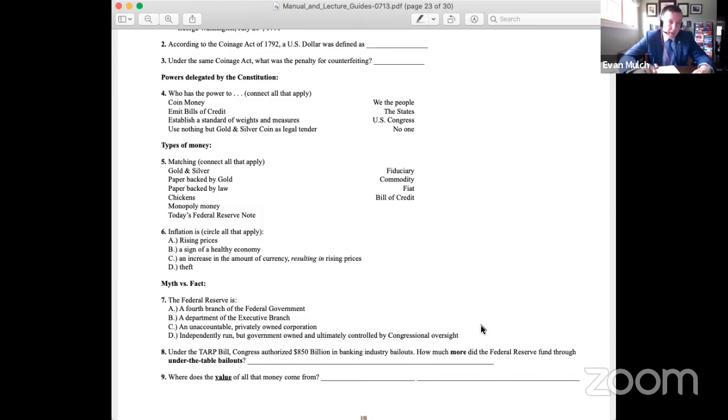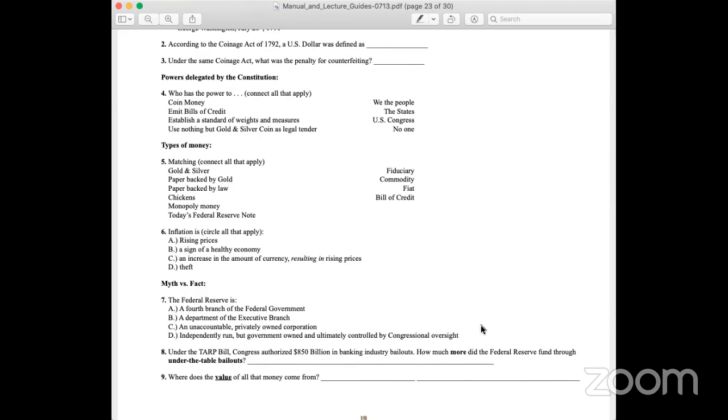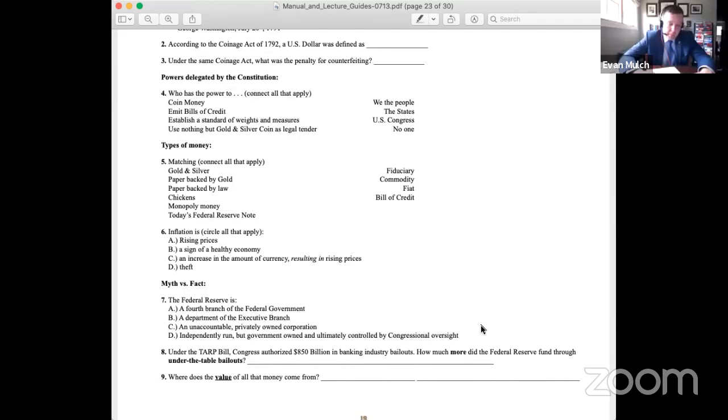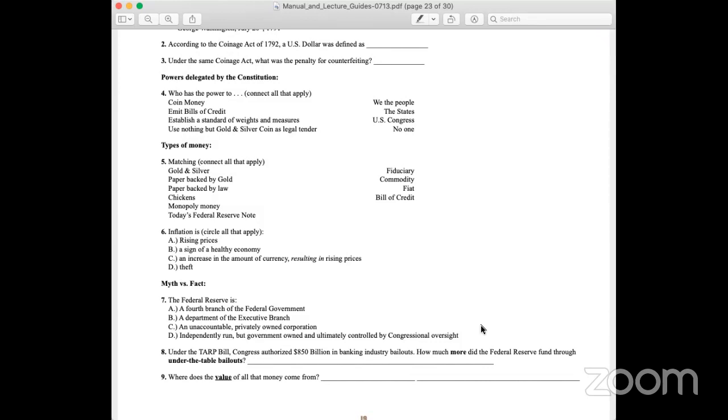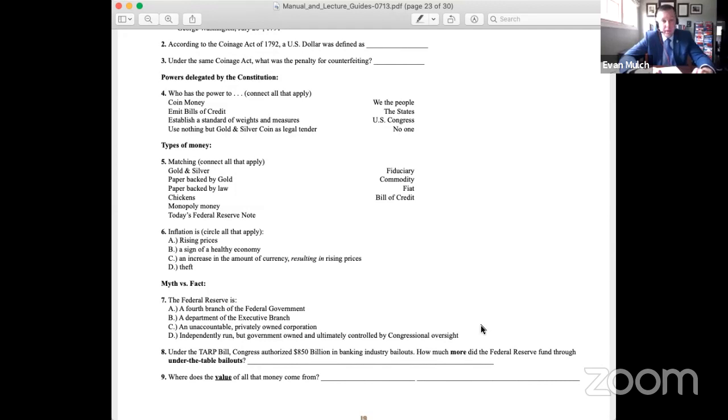That's good to know. Types of money. Okay, match all that apply or connect the ones that apply. So gold and silver, what kind of money is that? Commodity. Yep. Gold and silver is commodity. Paper backed by gold is fiduciary and bill of credit. It's actually both. It's fiduciary and bill of credit. So that's paper backed by gold.